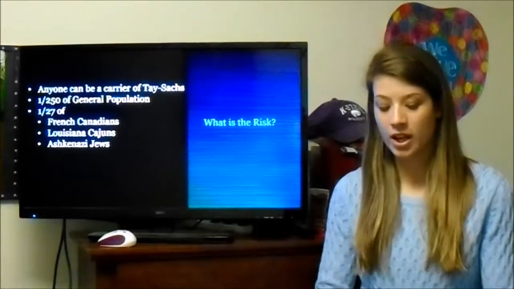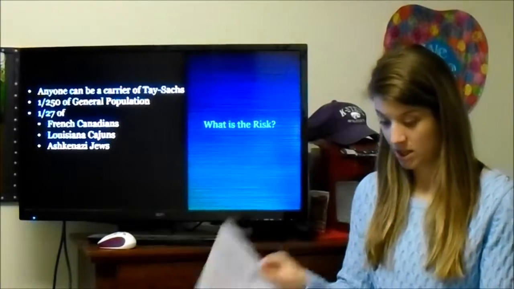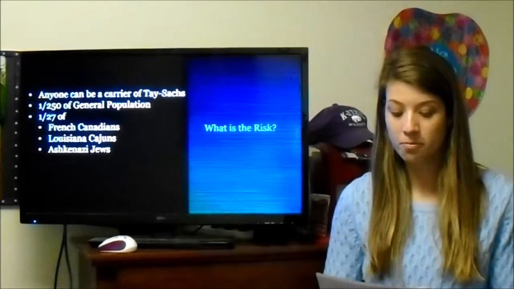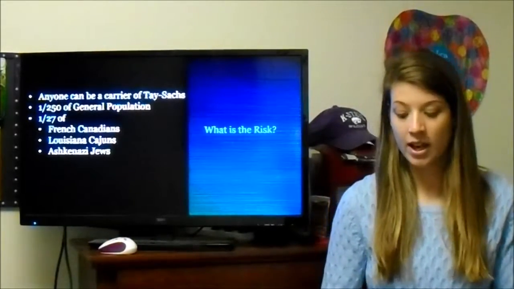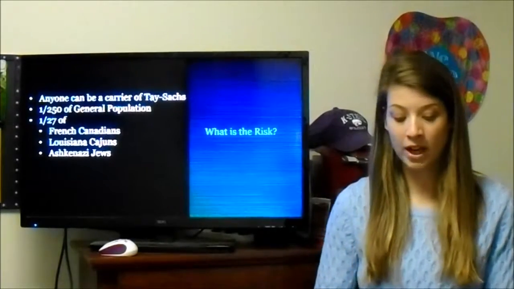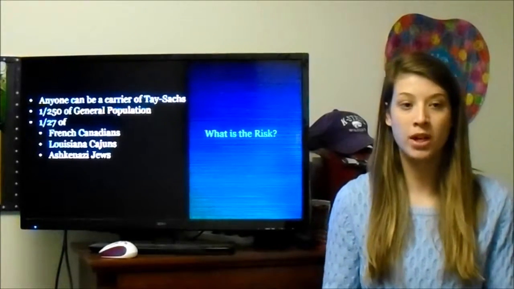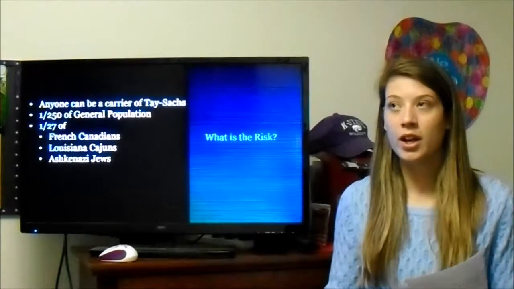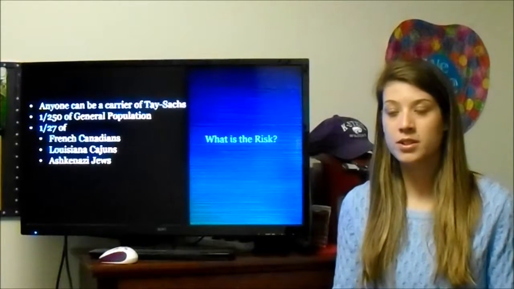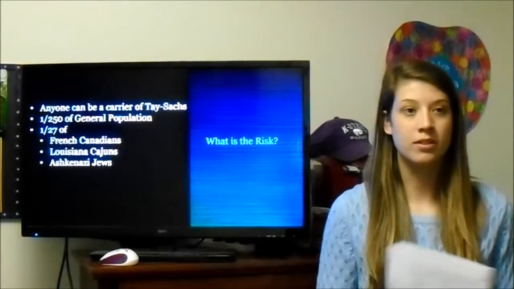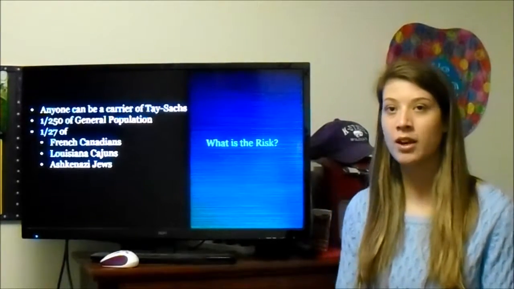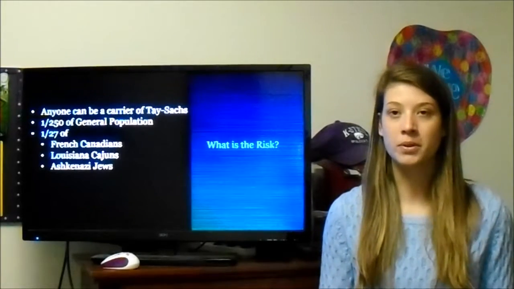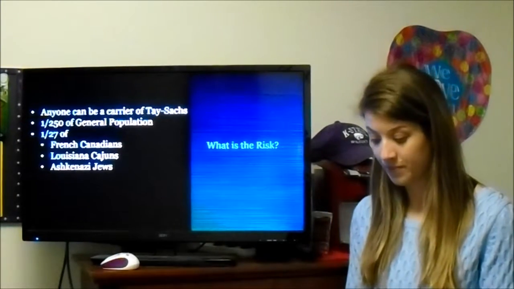What is the risk? Infants are the highest at risk for Tay Sachs. It can affect any children, but they have to receive a gene from both of their parents. So this means they have to have 100% of the genes of Tay Sachs in their body to be able to get Tay Sachs. Anyone can be a carrier, which is 25%, but they have to be 100% to be able to have Tay Sachs.